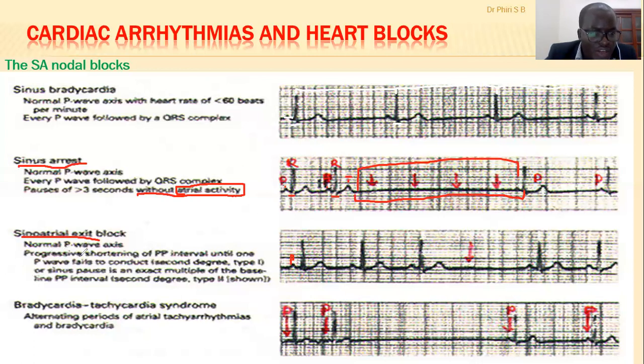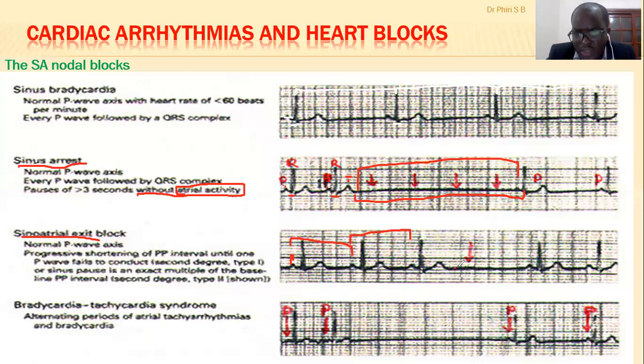Then there is progressive shortening of the PP interval until one P wave fails to conduct. So you can see here, from this P wave to another P wave, which is here, then you have this P wave to another P wave, which is here. So you can see there is shortening in the PP interval, until there is a drop in the P wave.